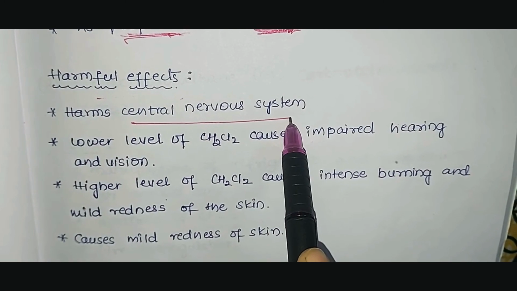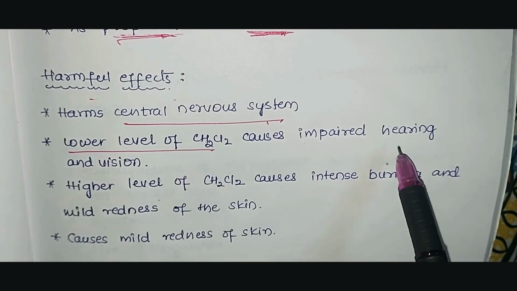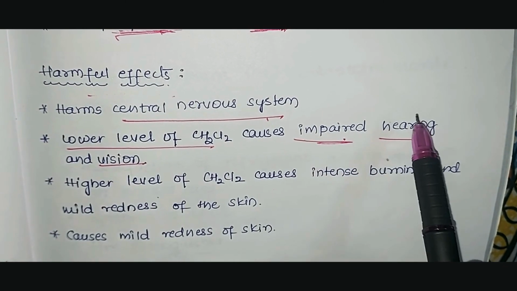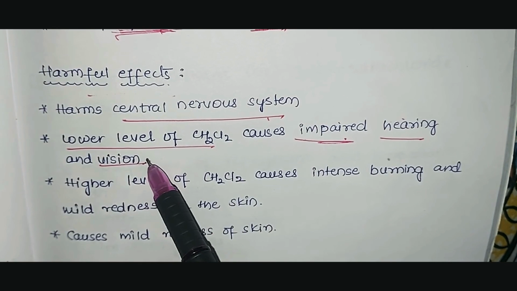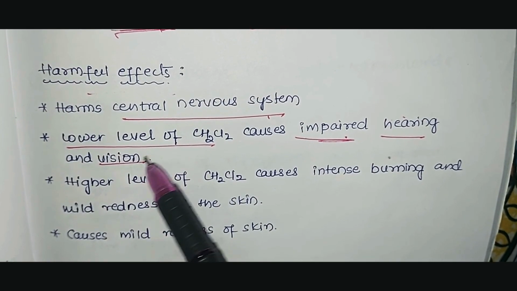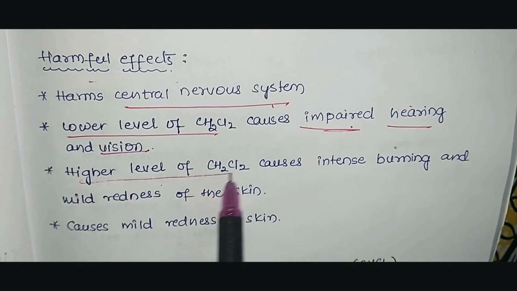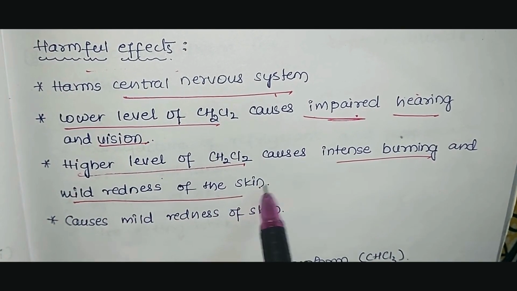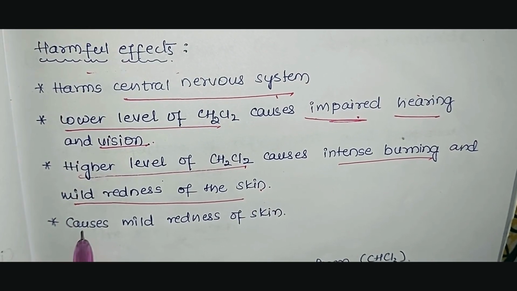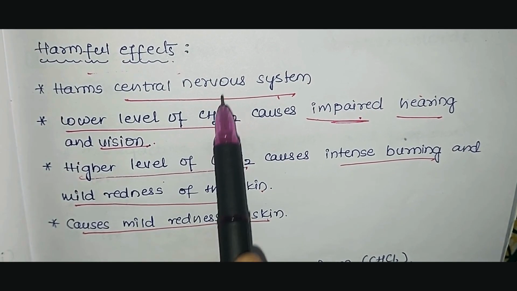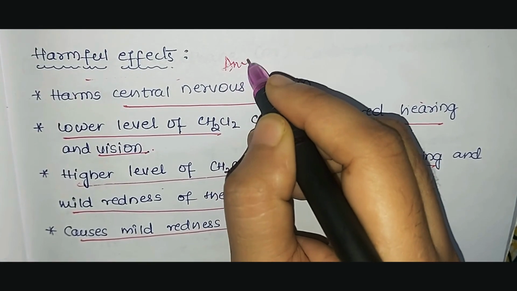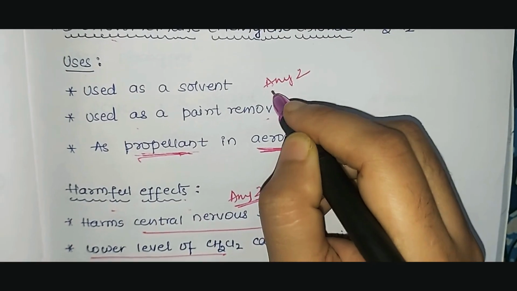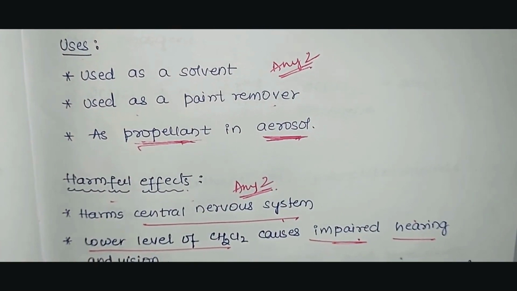Then harmful effects. What does it affect? It affects the central nervous system, and lower level causes impaired hearing and vision. Impaired hearing and vision refers to blurred vision, or you cannot hear properly, cannot see properly. And higher level of CH2Cl2 can cause intense burning and mild redness of the skin. See, among this, if you remember any 2 points, it is more than sufficient. As per I know, since it is deleted, we are not going into detail, but remember any 2 points among the uses and harmful effects.